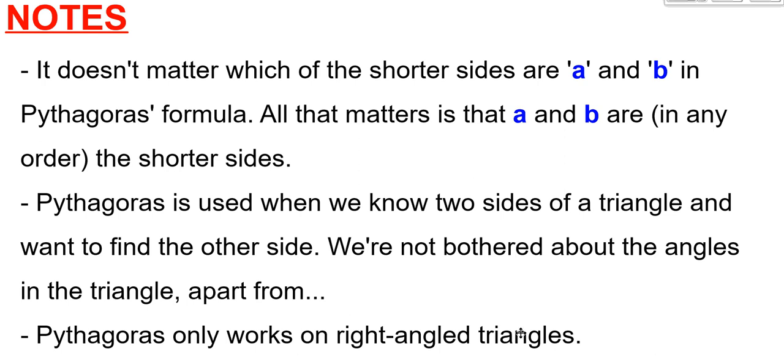And so if you're given another angle apart from the right angle, or you're only given one side, or you want to find an angle, that's going to be trigonometry. Pythagoras is when you know two sides, you want to work out the other one.